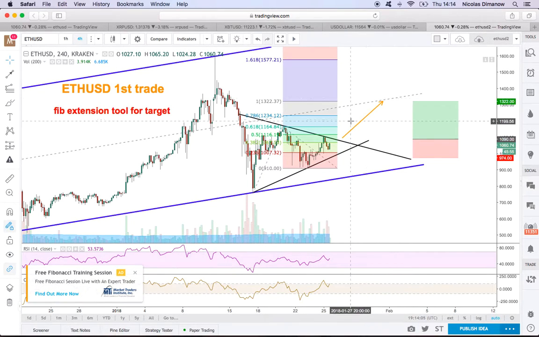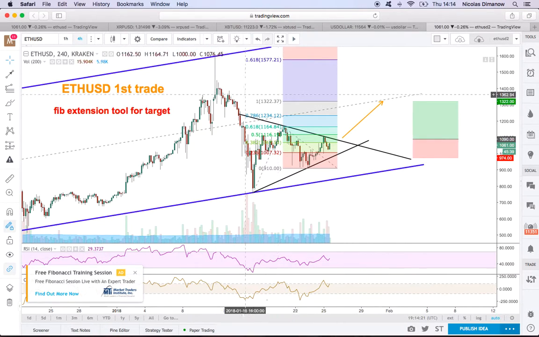But that would be our first trade, right? By the breakout of the downtrend line, we should be able to have some momentum bringing us higher, at least to this level here. This is going to be the first trade.